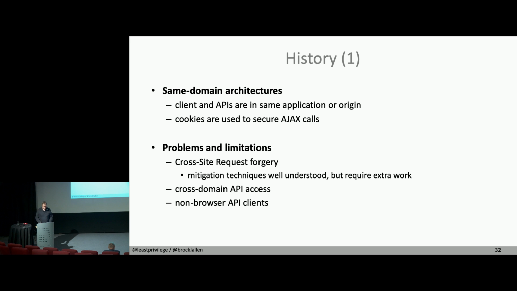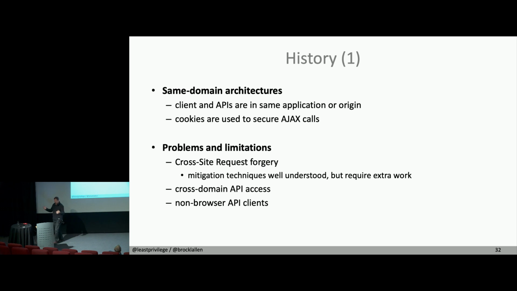That's good. Okay, so. Browser-based applications historically had a number of issues. Like back in the days, people used cookies to secure their AJAX calls. This had cross-site request forgery problems. You can mitigate against cross-site request forgery attacks, but that requires extra work. You have to implement basically anti-forgery, some kind of anti-forgery measures. Yeah.